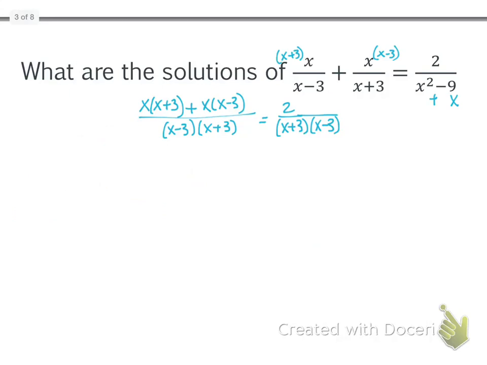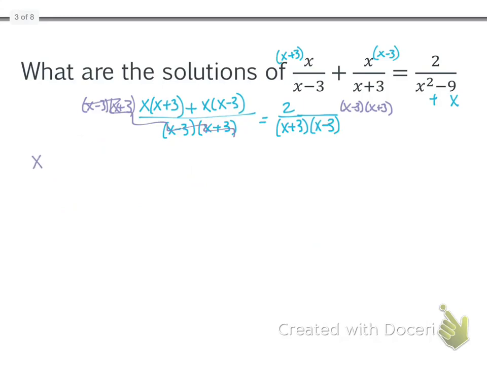Okay, so I'm going to multiply both sides by x minus 3, x plus 3, to get rid of that fraction on the bottom. So I'm going to do it to this side too, so x minus 3, x plus 3, and we're multiplying, so these will cancel. That's why we did it.